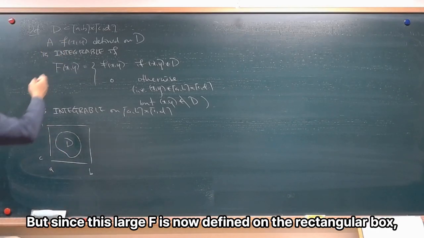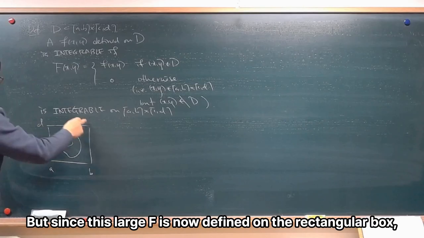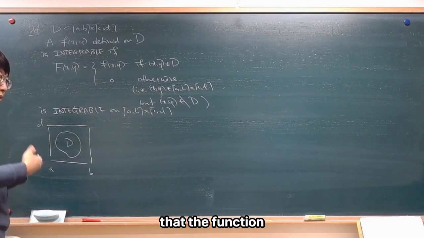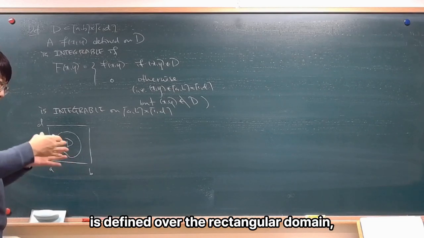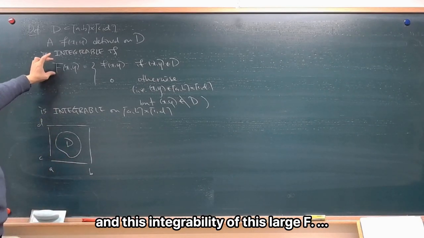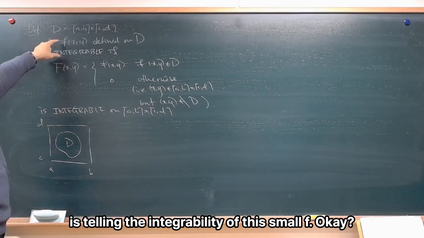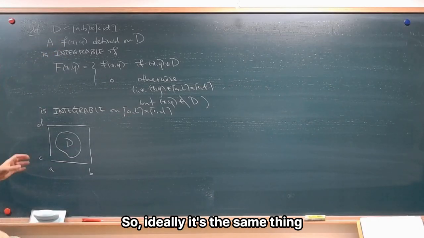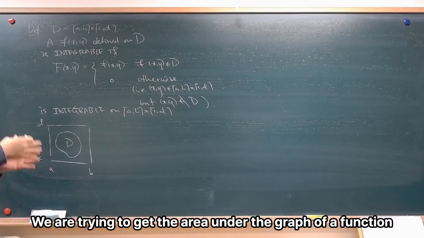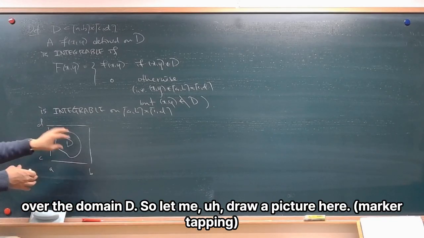But since this large F is now defined on the rectangular box, we can use the definition of the definite integral, which assumes that the function is defined over a rectangular domain. And the integrability of this large F tells us the integrability of this small f. Okay? So ideally, it's the same thing as what we have done. We are trying to get the area under the graph of a function over the domain D.